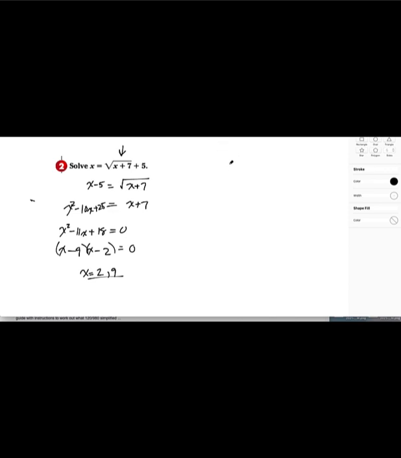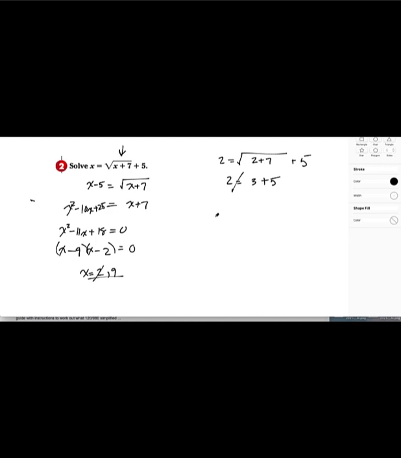So let's try it. If I say that x is equal to 2, then this is what my situation is: 2 equals the square root of 2 plus 7, which is 9, plus 5. So the square root of 9 is going to be 3. Is 2 equal to 3 plus 5? It's not. And therefore, this 2 is not a solution.